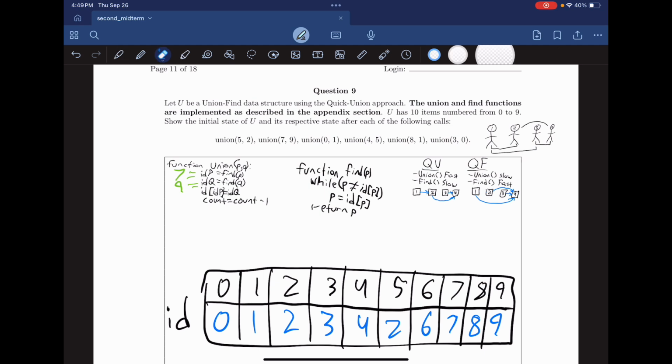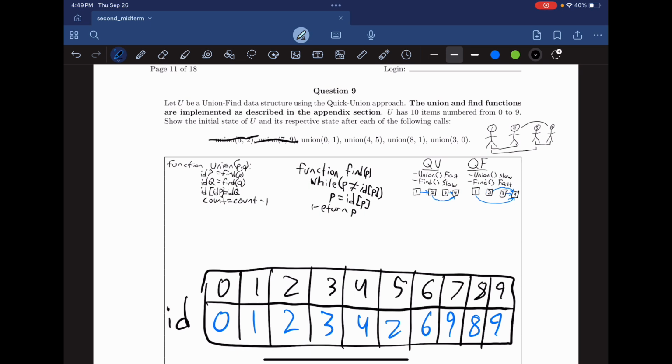So ID at 7 equals 9. Good stuff. Let's keep going. Should mark these off as we get to them. We did that. Next we have union of 0, 1. So 0 is our P, 1 is our Q.